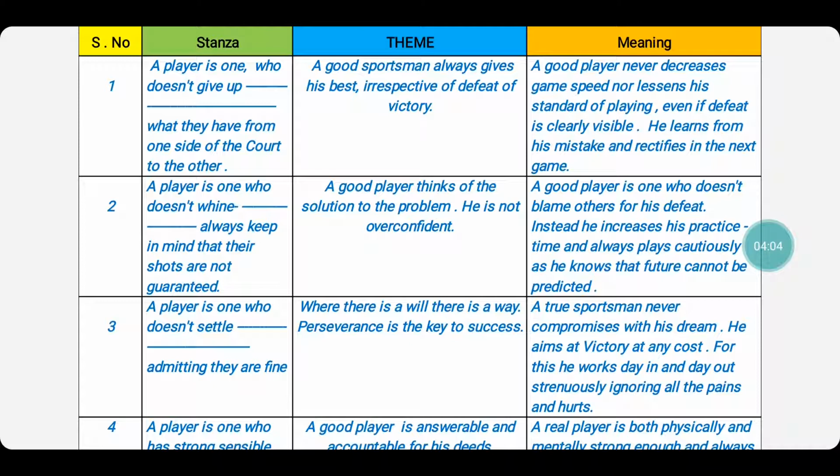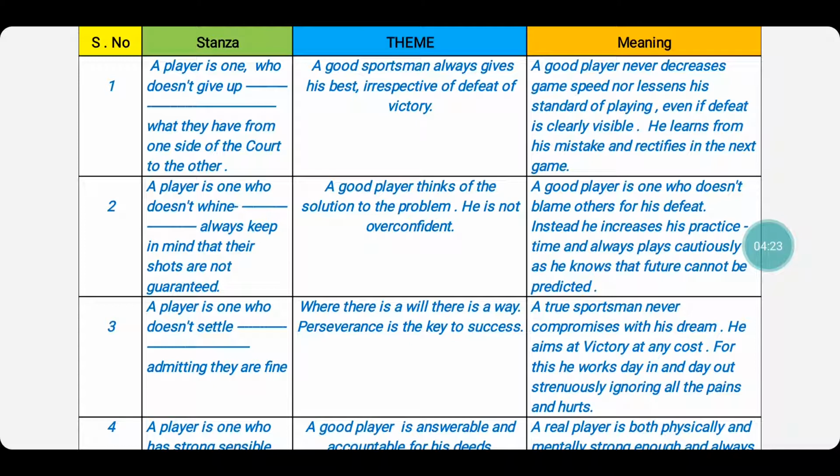And the theme, what it really implies is, a good sportsman always gives his best, irrespective of defeat or victory. Whether he wins or loses the game doesn't matter. He always gives his best. That is the theme of the entire stanza.